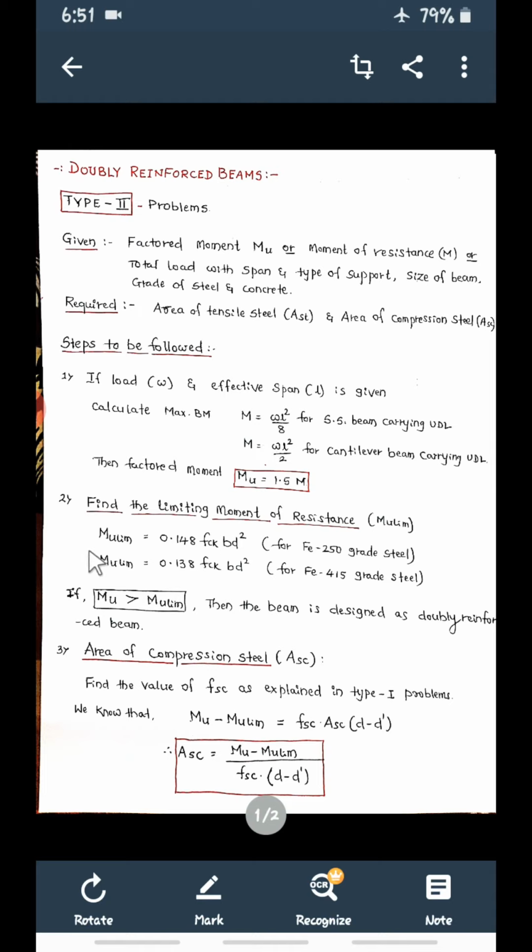Once we get the factored moment, the second step is to calculate Mu limit. Compare Mu and Mu limit to see whether it is a doubly reinforced beam or not. If Mu is greater than Mu limit, it is a doubly reinforced beam. Then the third step is calculation of ASC, the area of compression steel. Mu2, that is Mu minus Mu limit, is equal to FSC into ASC into (d minus d dash), that is force into perpendicular distance. Moment is force into perpendicular distance, and force is stress into area. So we calculate ASC.